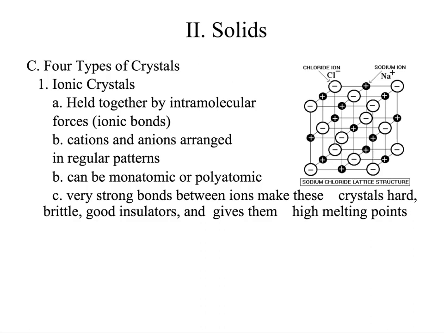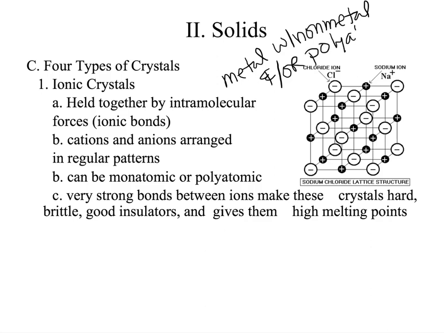So in order to identify them, what you want to look for is a metal with a nonmetal and polyatomics and/or polyatomic ions. What's holding these together so tightly is the electrostatic attraction between the negative anions and the positive cations. These electrostatic attractive forces are very strong, and that's what makes these crystals hard and gives them really high melting points.